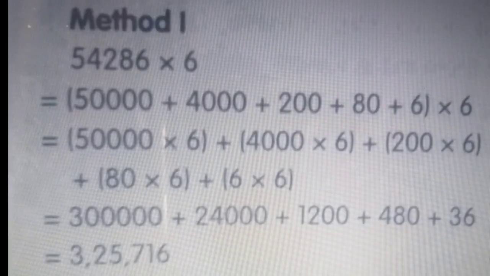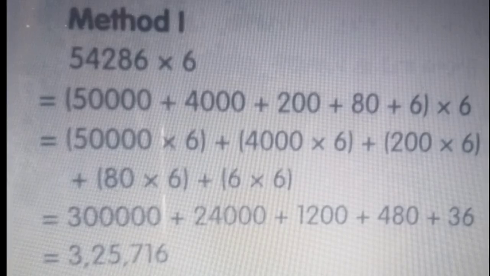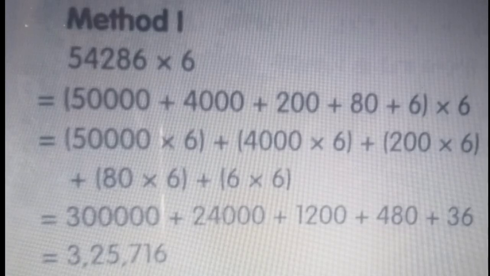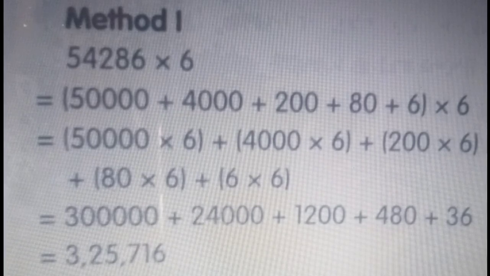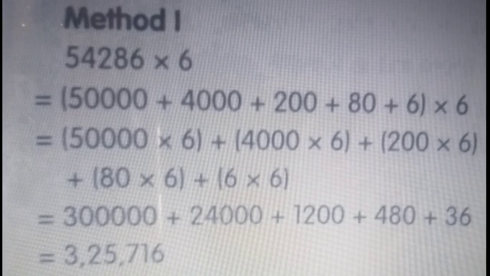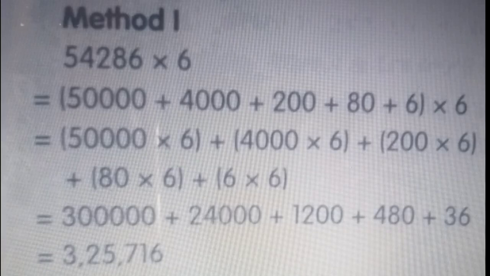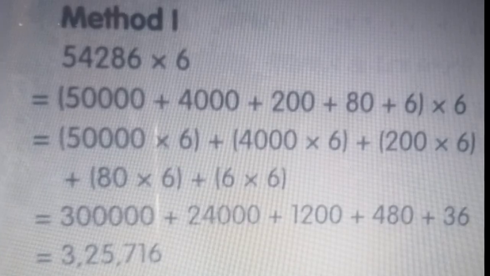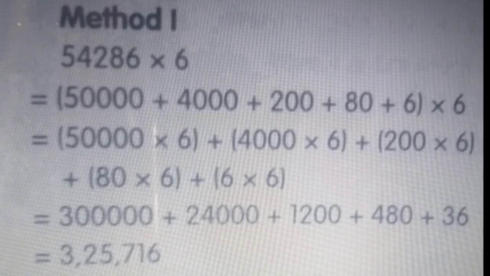Here I have taken the number as 54,286. So I have to multiply it with 6. So first step is write the number in the expanded form. So the number after writing the expanded form will be 50,000 plus 4,000 plus 200 plus 80 plus 6. Now we have to multiply 6 with each one of them and have to add it accordingly. So 50,000 into 6 plus 4,000 into 6 plus 200 into 6 plus 80 into 6 plus 6 into 6.